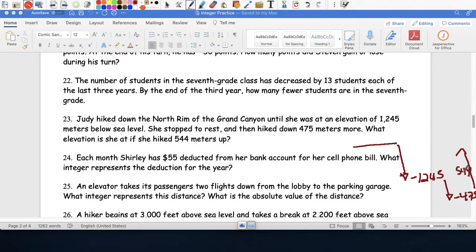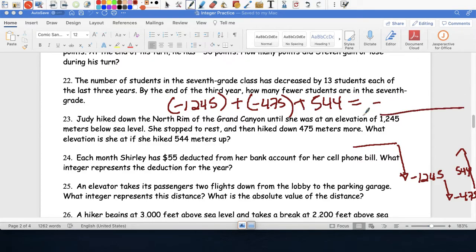544. So where is she now? Let's put this as an expression here. She goes down this far, 1,245 below sea level. Then she stops, and she goes down a little bit more. And then she goes back up 544 meters. Well, she's still going to be below sea level, so she's going to be a negative something. She's going to be at 1,176 meters, sorry, below sea level.